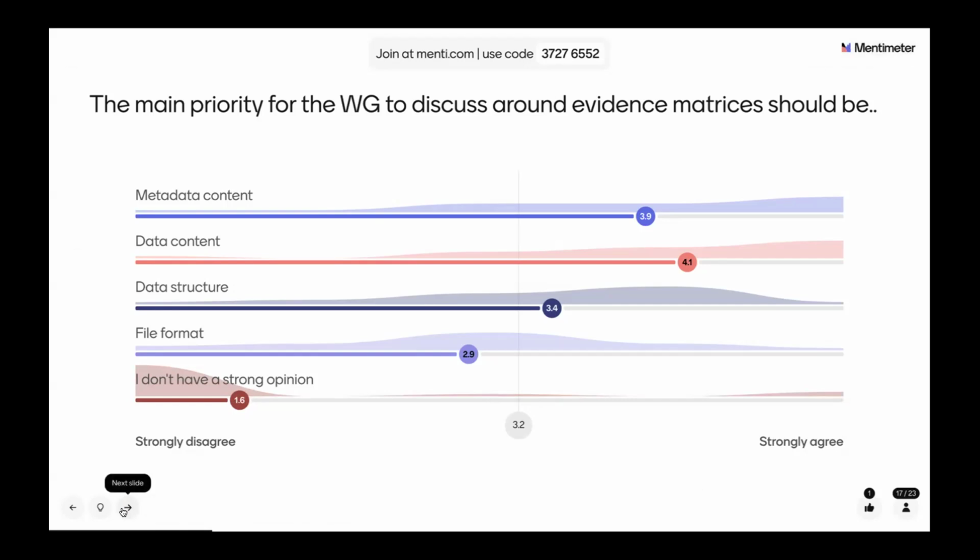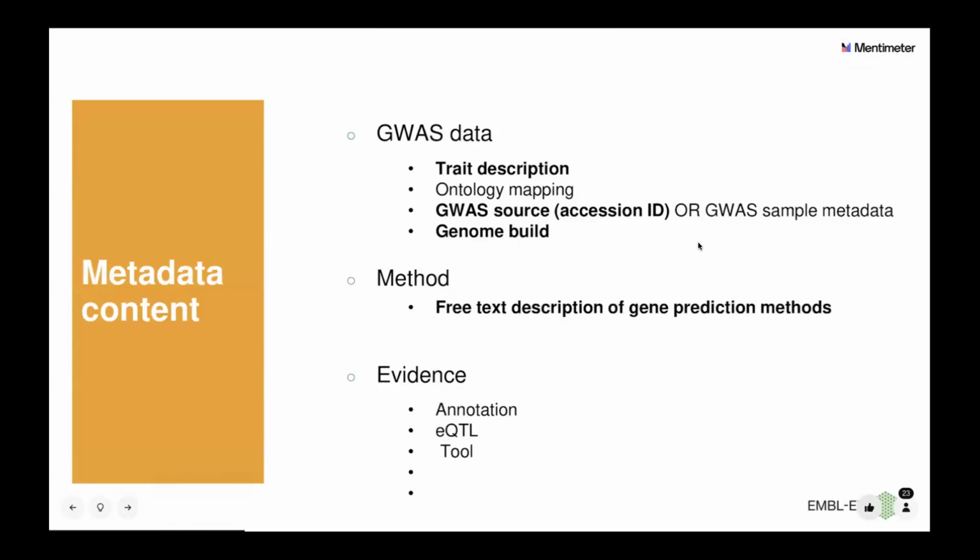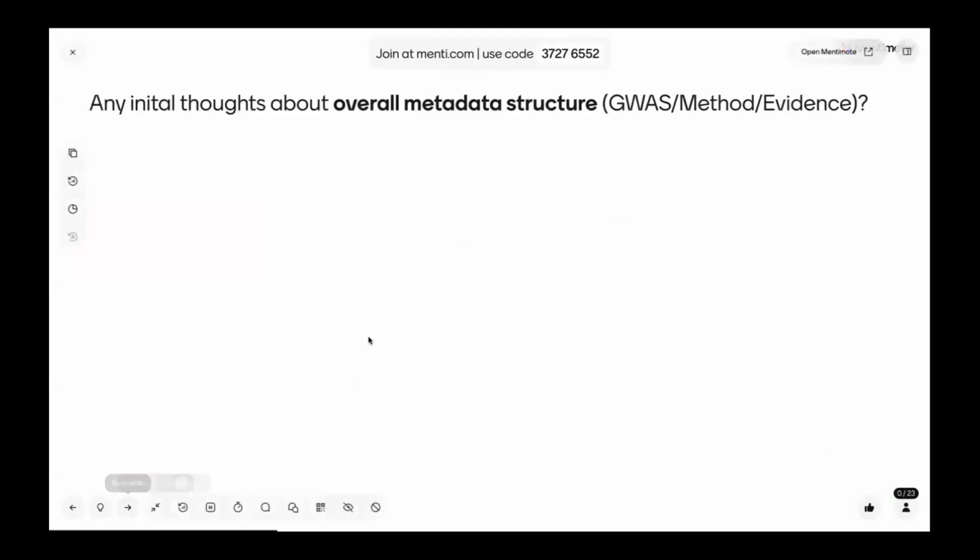Okay, I can move on, because we may want to get into the details as well. Thinking about the metadata content, we've divided this into the GWAS data, the method, and the evidence types. I've put an open question: does that seem sensible to everybody? This is the key information you need to interpret a PEG list or PEG matrix, evidence matrix, or is there anything we've missed, or does that not make logical sense to you?